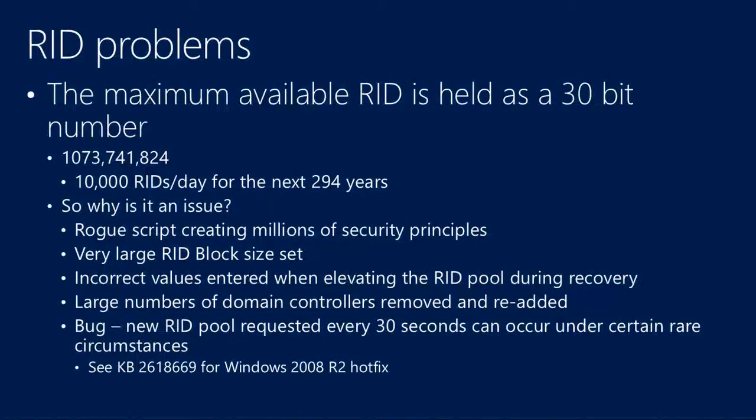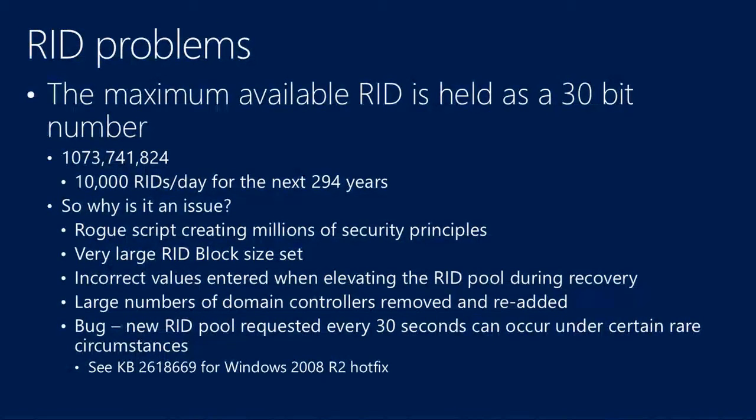So why is it an issue? You could have a rogue script that keeps invalidating RID pools or creates thousands and thousands of objects, and you hit your RID limit. Once you hit your RID limit, your domain is finished in terms of creating new security principals. You can't demote your DCs and start again. You've hit the ceiling.